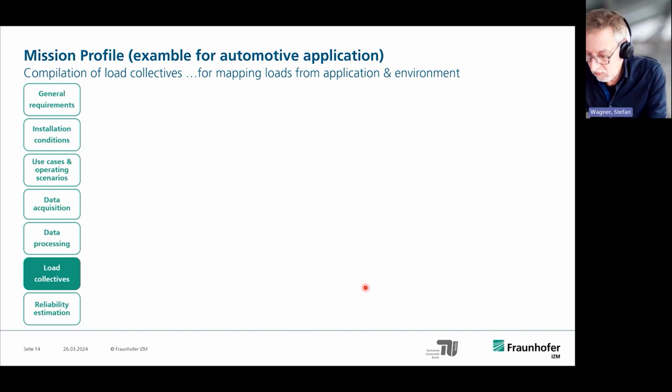The mission profile is a combination of the general requirements which come from the outside load, the installation conditions, the use cases and operation scenarios of the system. For this, you need data acquisition, data processing, and then you can build up a load collective, which is necessary for reliability estimation.